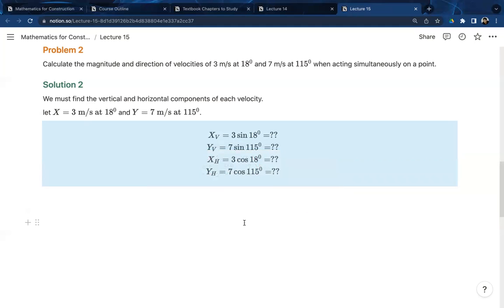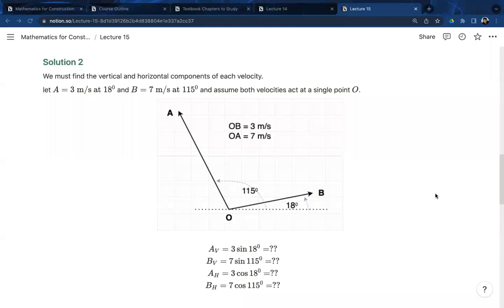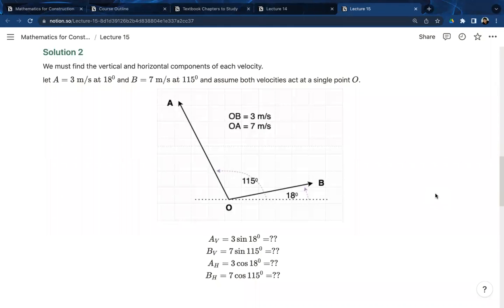Right? So the vertical components of each, we call them XV and YV, right? The X is 3 at 18 degrees. So what we could do, we could pretend that these forces operate at a point relative to the horizontal. So what we did here, I changed X and Y to A and B, okay? And to do this diagram here. So A is the 3 meters, right?